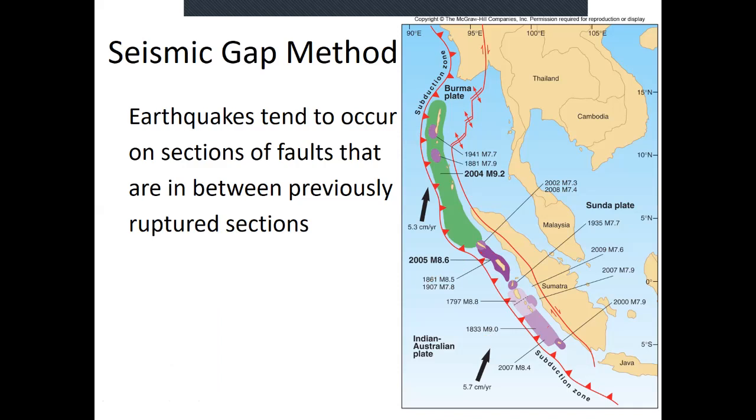However, you see this big green segment right here? Prior to 2004, this segment hadn't ruptured. What that means is that segment of the fault, the rock had been deforming for many hundreds of years. So elastic potential energy had been accumulating in the deforming rock for a couple hundred years, because there's never been an observed earthquake in the area. And so that's known as a seismic gap. And seismic gaps allow us to identify where the next large earthquake is likely to occur on a fault.